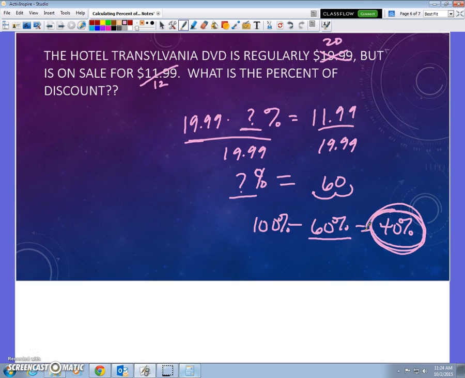Okay, I hope that made sense, but hopefully now you know how to work backwards and find your missing percent or your percent of change, either a percent discount or a percent of markup.